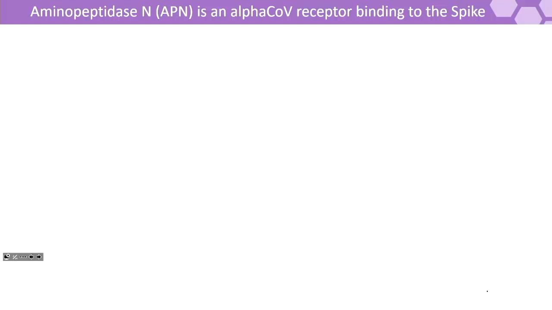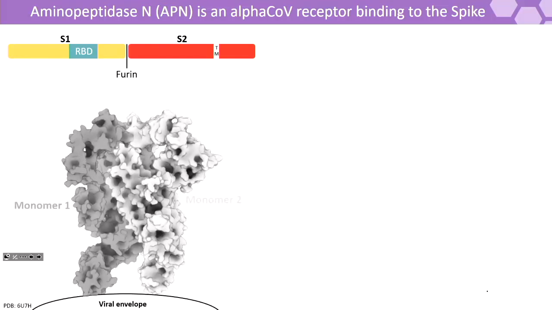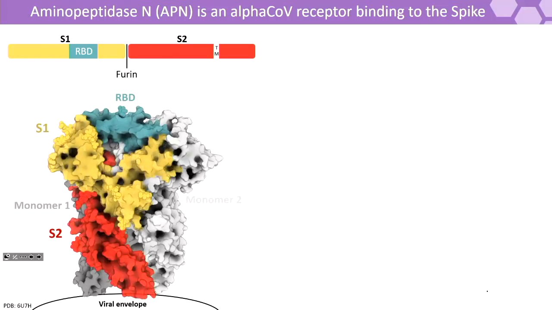So I'm going to talk about the spikes and receptor usage. The spike of alphacoronaviruses is organized in two domains, the S1, which is the attachment protein, and S2, which is the fusion protein. On the viral envelope, the spike is a trimer. If we color code it, in red is the fusion protein, in yellow is the attachment protein. At the apical part of the spike, we have a bluish domain, which is the RBD, included in the attachment protein. The RBD is the receptor binding domain.